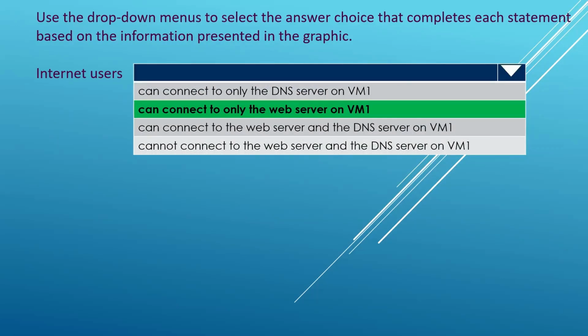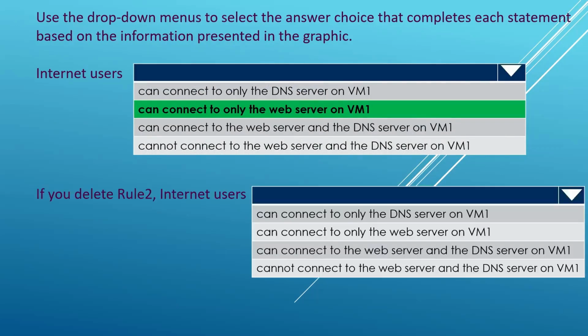Now let's look at the next part of this question. If you delete rule 2, internet users, again, all the 4 options. Now rule 2 was at the top of the hierarchy, which was blocking the DNS server. If you delete rule 2, that means you will be able to access the DNS server as well. And the correct answer here would be can connect to the web server and the DNS server on VM1.